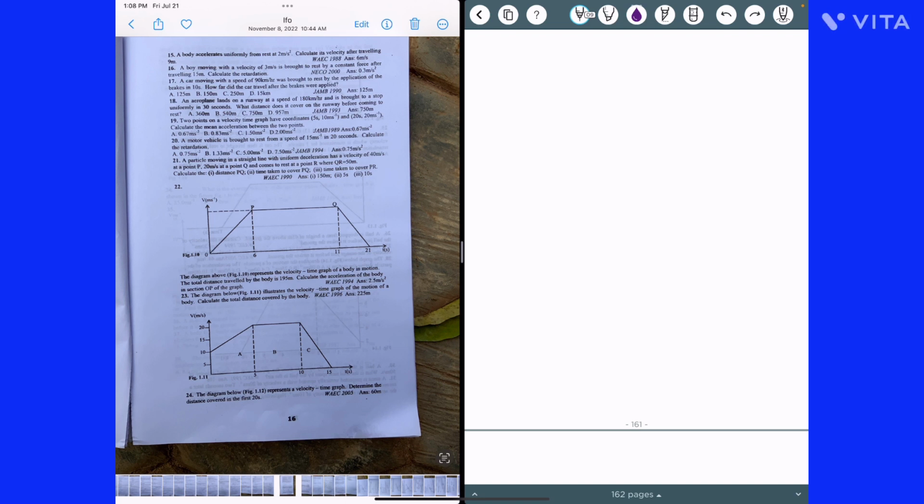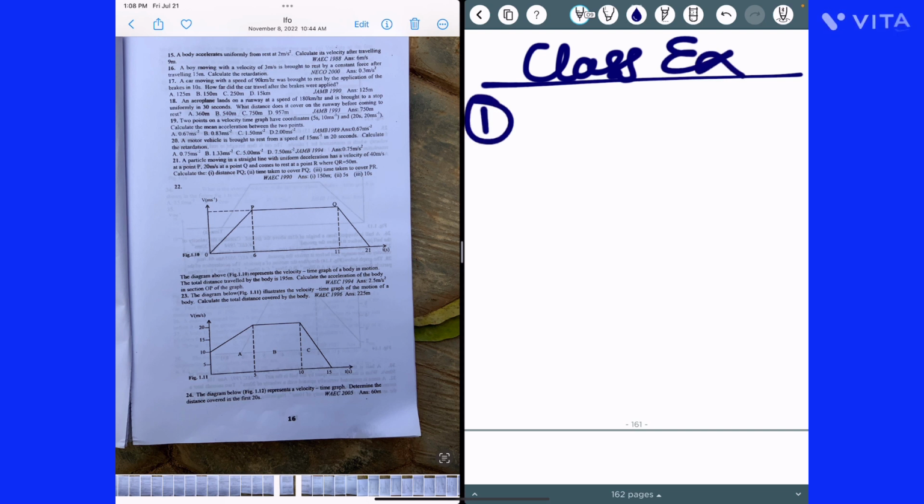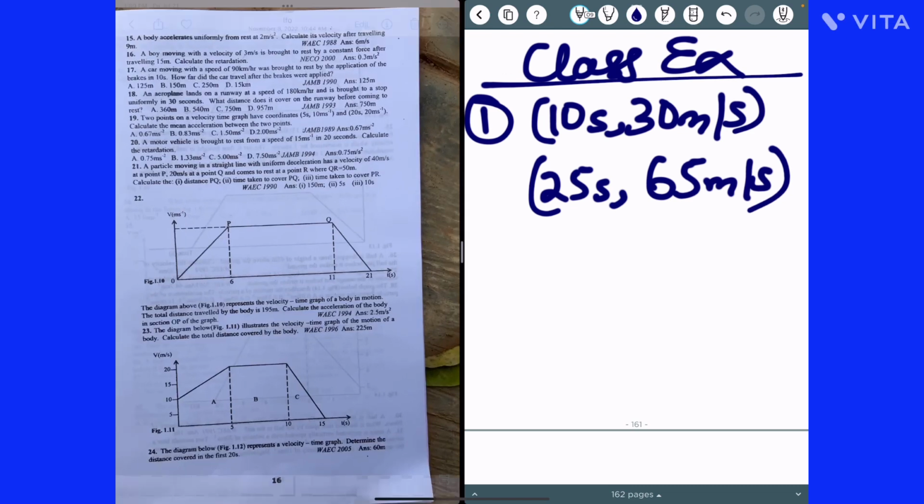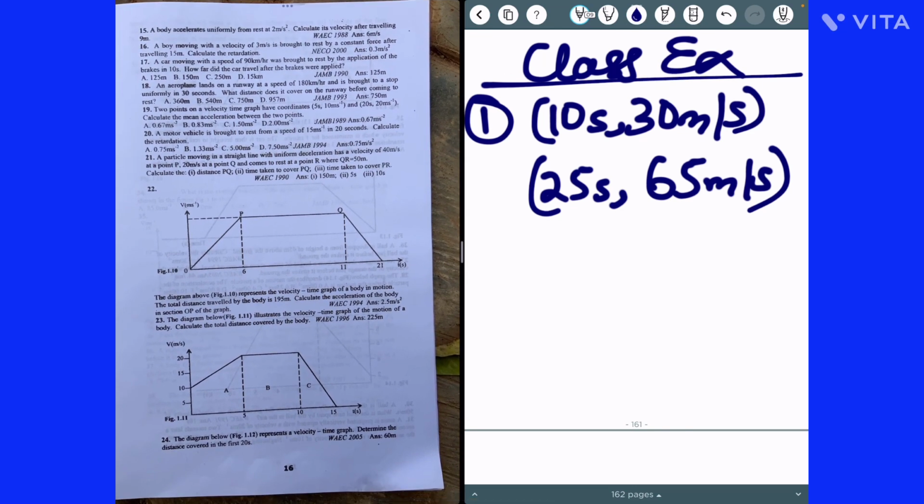Are you ready? Two points on a velocity time graph. Coordinates: 10, 30 meters per second, and 65 meters per second. Are you ready? Calculate the mean acceleration between the two points. That's question one.